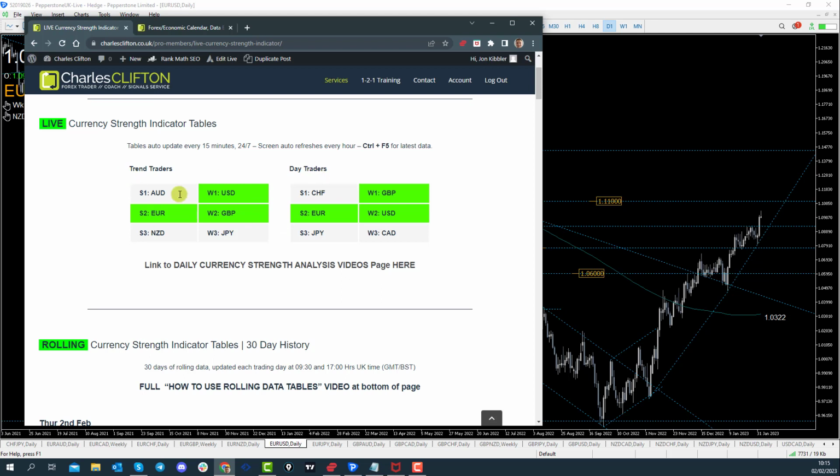So what the table's telling us today is that the euro is the second strongest on both the trend traders and the day traders. The weakest, however, on the trend traders is the US dollar. That is the second weakest on the day traders. On the trend traders, the pound is W2. However, on the day traders, it is W1. So we're going to be focusing some attention on euro US dollar.